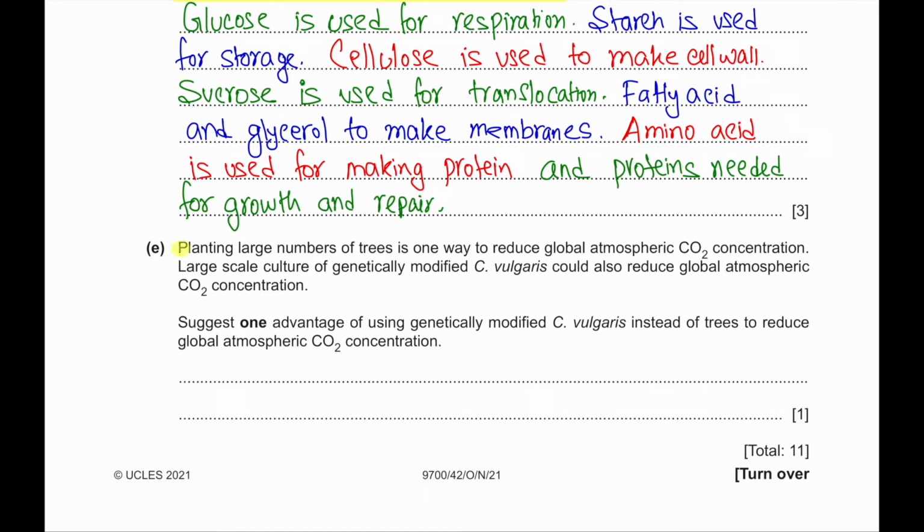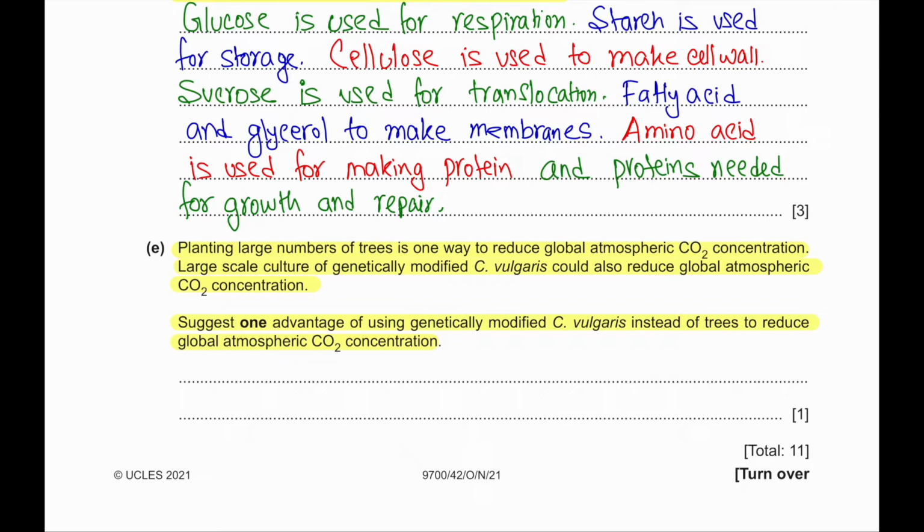Part E. Planting a large number of trees is one way to reduce global atmospheric CO2 concentration. Large-scale culture of genetically modified C. vulgaris could also reduce global atmospheric CO2 concentration. Suggest one advantage of using genetically modified C. vulgaris instead of trees to reduce global atmospheric CO2 concentration.